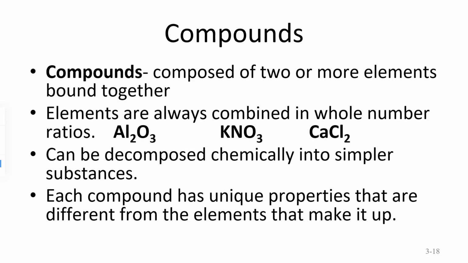So compounds are composed of two or more elements bonded together. Elements are always combined in whole number ratios. So there's some examples of how molecules can be written out. They can be decomposed chemically into simpler substances. Like if we look at this one, Al is for aluminum, O is for oxygen. This can be decomposed into the element aluminum and the element oxygen. Each compound has unique properties that are different from the elements that make it up. So aluminum oxide is very different from aluminum by itself and oxygen by itself.